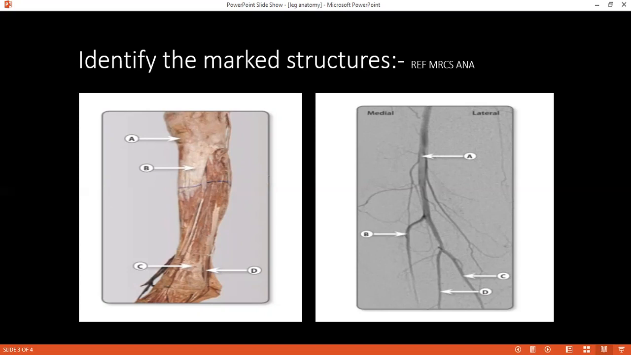Okay, can you please tell me what are the boundaries of the popliteal fossa? Because if we just move up here, we can see something. Yes, the boundaries, please. Superior medially there is semimembranosus and semitendinosus. Very good.